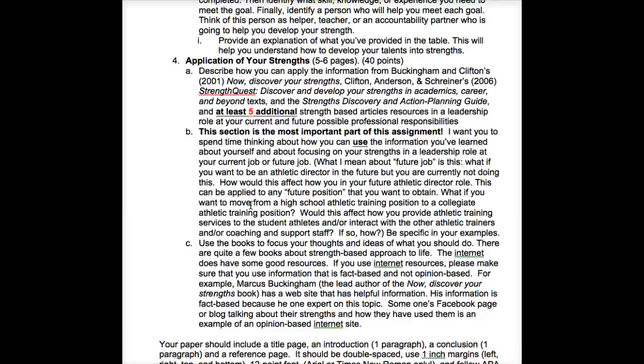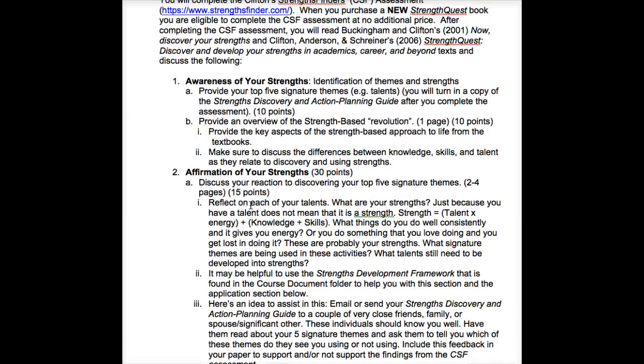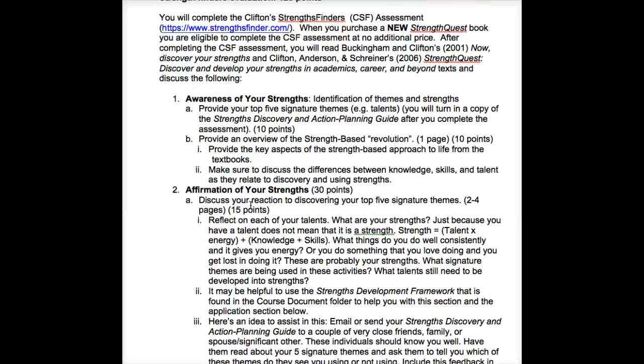Okay, so let's go over each one of these sections, and each one of these sections will be a part of your paper that you'll write. So in the awareness of your strengths, the first thing is identification of your strengths themes. What you're going to do is, after you take the Strengths Finder assessment, you're going to provide me with your top 5 signature themes, also known as talents.